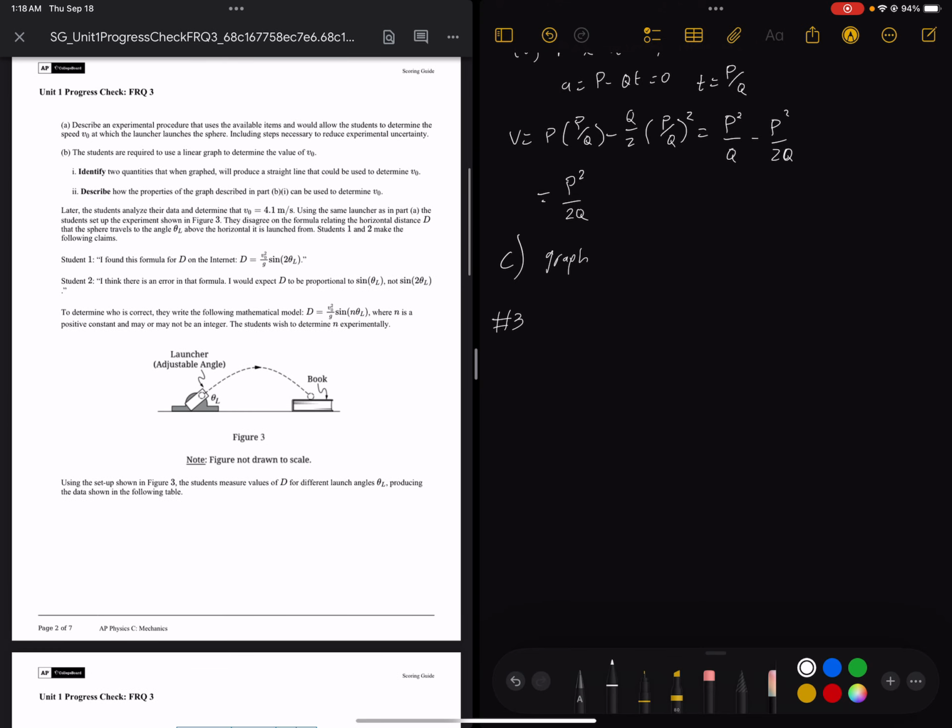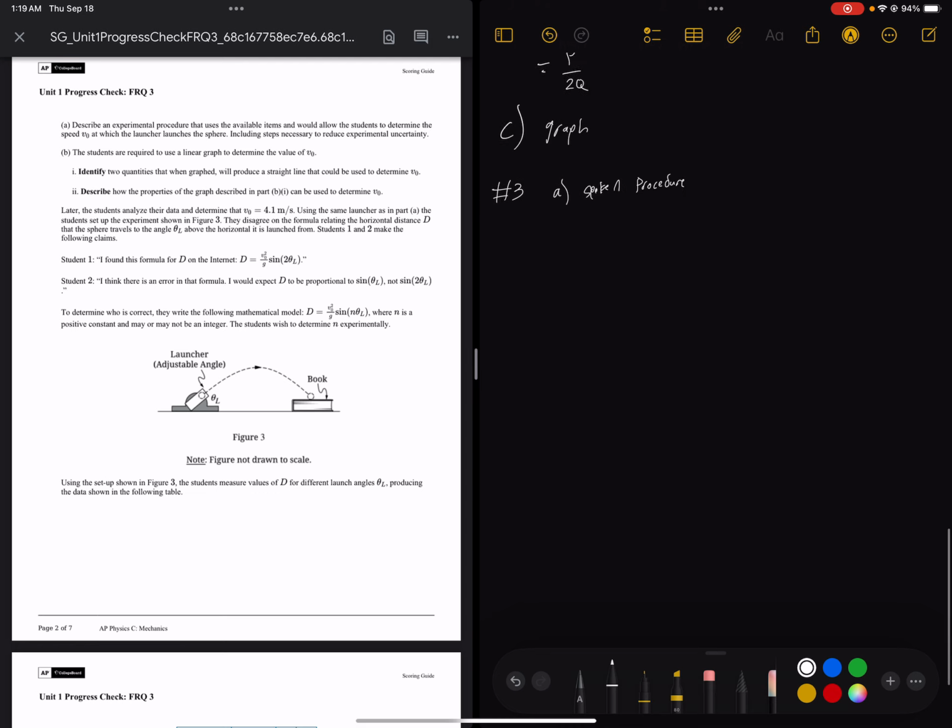So let's look at part B. Identify two quantities that when graphed will produce a straight line that can be used to determine V naught. Interesting. Now, this is actually very important as well. I spoke about the procedure in part A, so just listen to the audio. Now we have to identify two quantities that, when graphed, produce a straight line used to determine V naught.